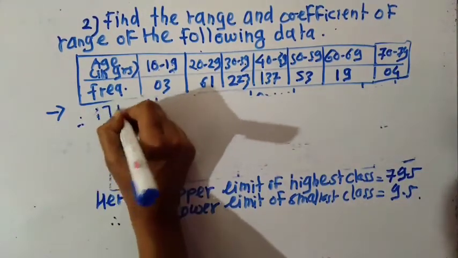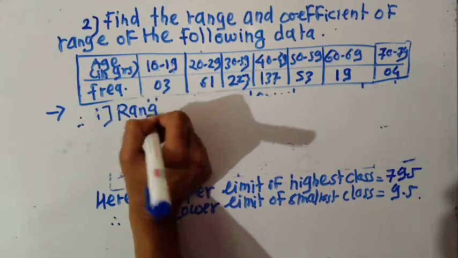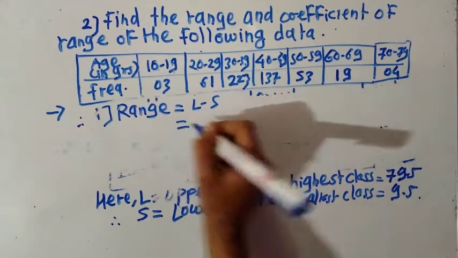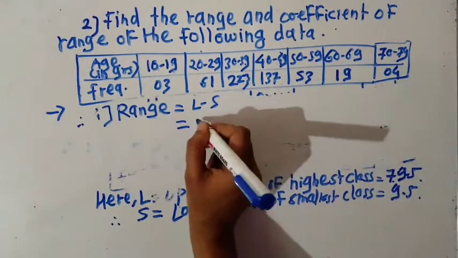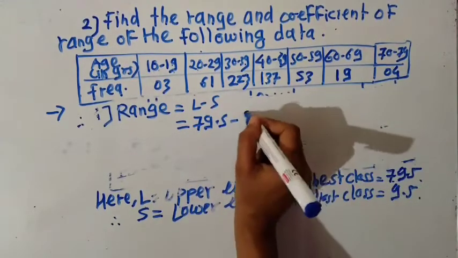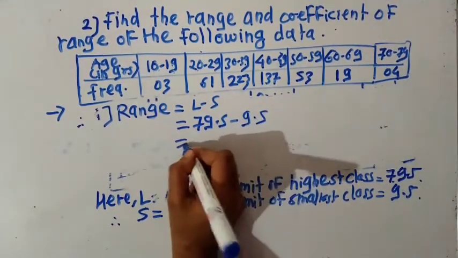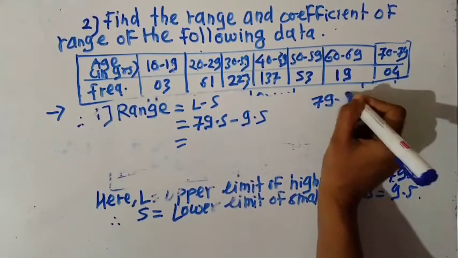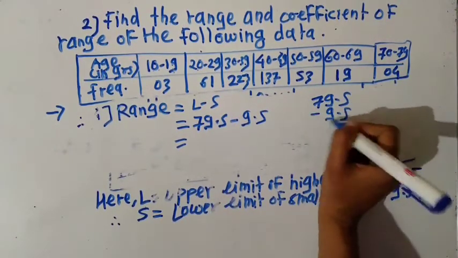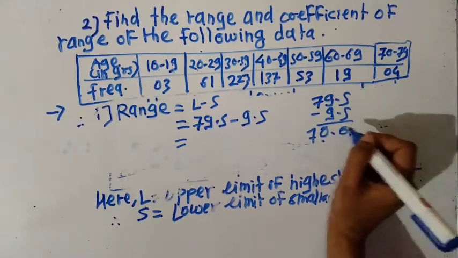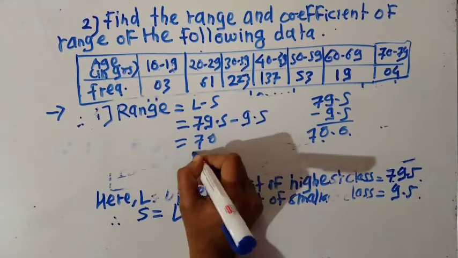So first we find out the range. Range is equal to L minus S, which is 79.5 minus 9.5, which is equal to 70.0, that means 70.